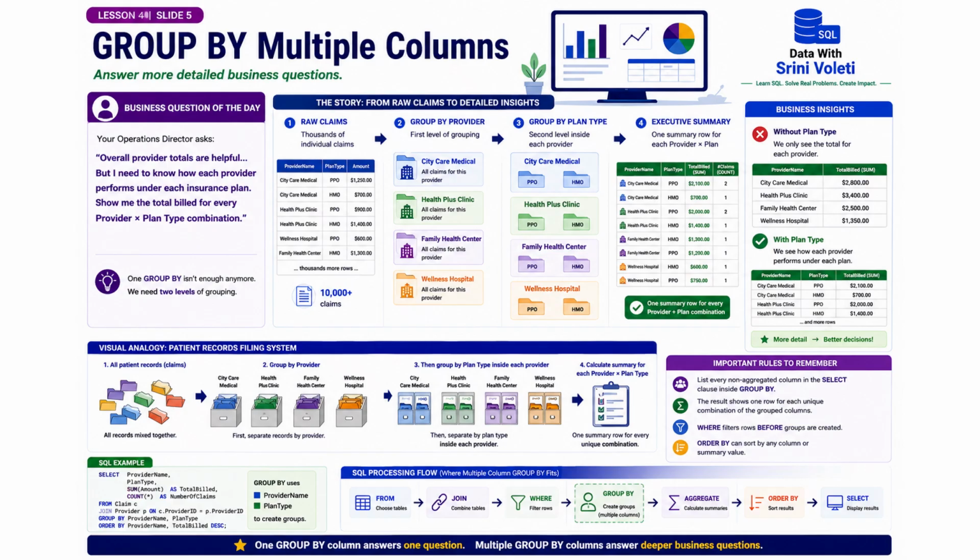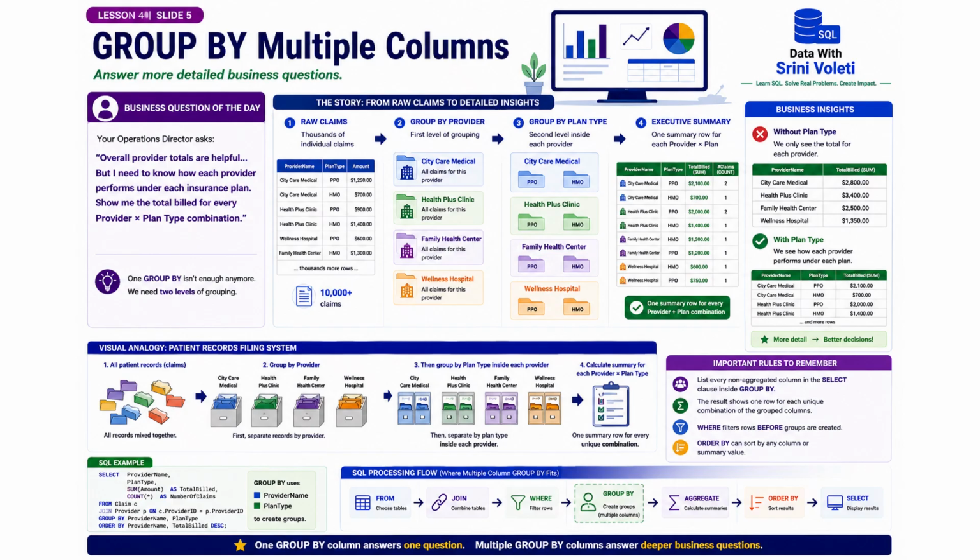Now let's focus on group by multiple columns. In the previous slide, we learned how group by creates one summary for each healthcare provider. That answered an important business question, but in real organizations, managers often need to go one step further. Knowing the total billed by each provider is helpful, but sometimes it's not enough. They want a deeper level of analysis. Let's look at today's business question of the day.